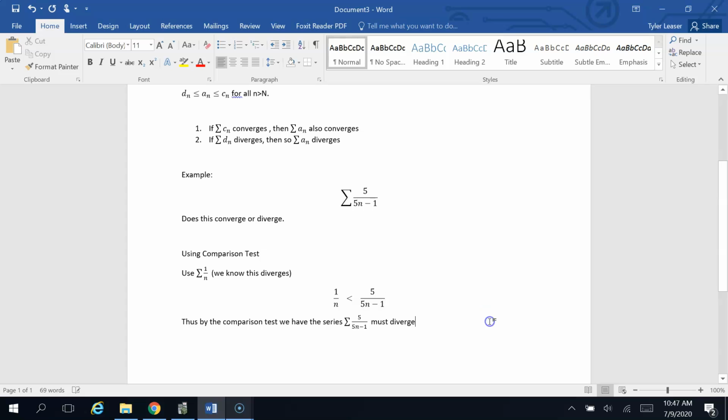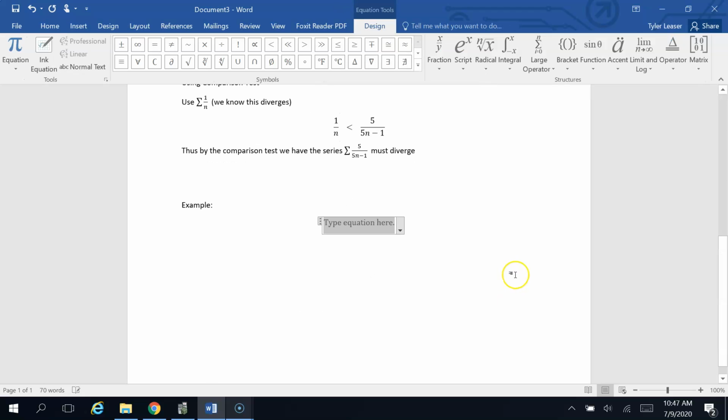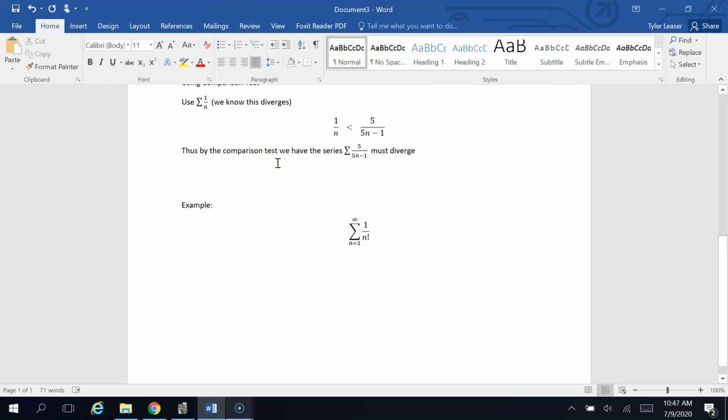Cool. All right, let's look at one more example of this comparison test. Let's look at the series n equals 1 to infinity of 1 over n factorial. We haven't messed around with factorials too much at this point. I did define it a few videos ago. If you're unsure of what a factorial is, just Google it to see how that works.